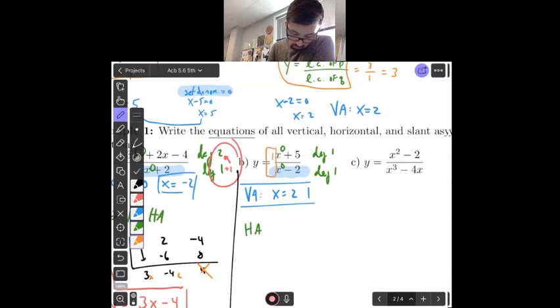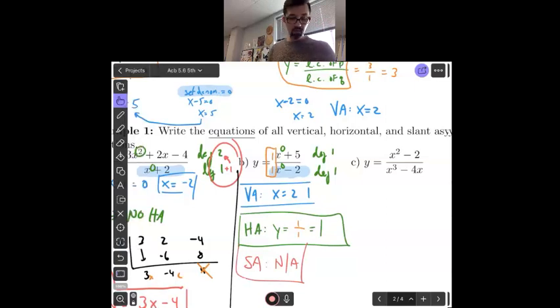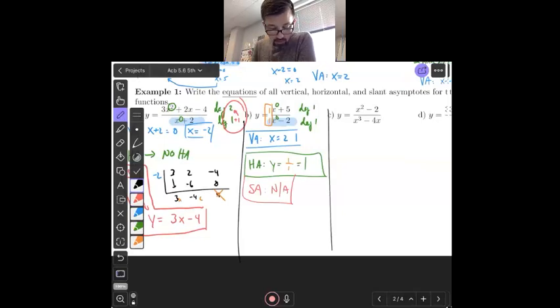So we can see that our leading coefficients are both 1. So that'd just be y equals 1 over 1, which of course is 1. So if there's a horizontal asymptote, that means that there is no slant asymptote. Those things do not coexist. I can have a vertical and a slant, I can have a vertical and a horizontal, I can't have a horizontal and a slant. It does not ever happen. So that one was pretty easy.